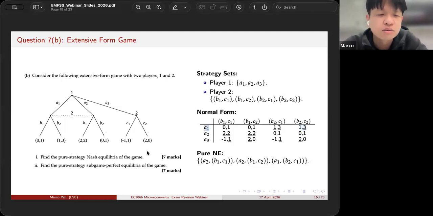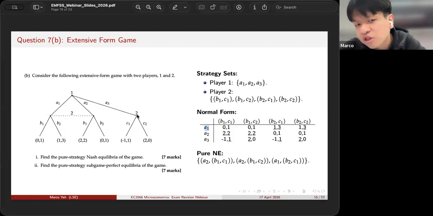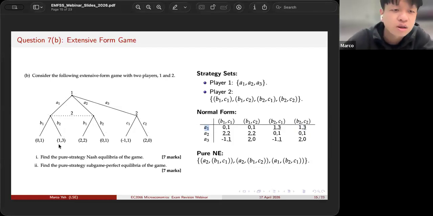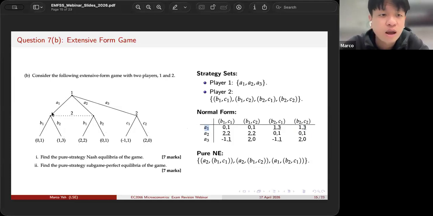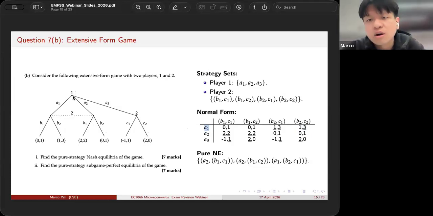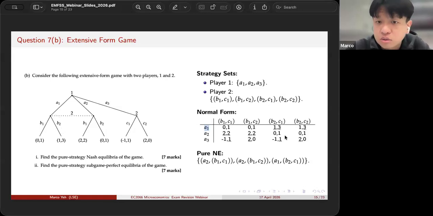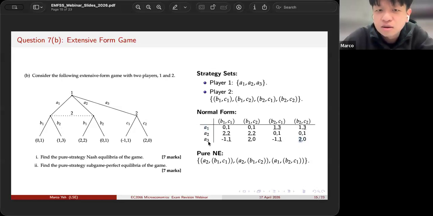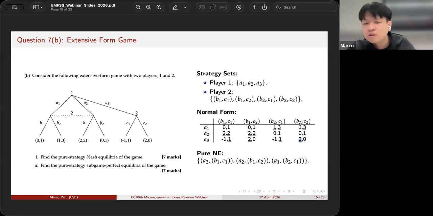Will you choose A1? If you choose A1, you earn a payoff of only 1 here. But if you choose A3, you get 2. 2 is greater than 1. So you will have an incentive to deviate from A1 to A3. In other words, A1 is not your best response, given that player 2 is playing B2, C2. That's why I underline the 2 here. A3 is the best response, given player 2 is playing B2, C2. So A1, B2, C2 is not a Nash equilibrium. Okay?